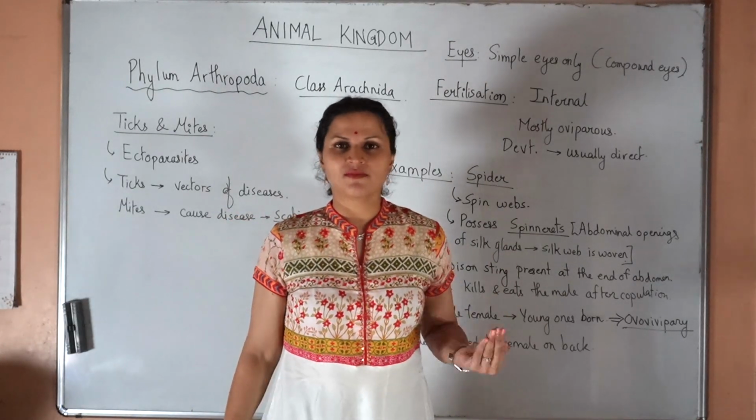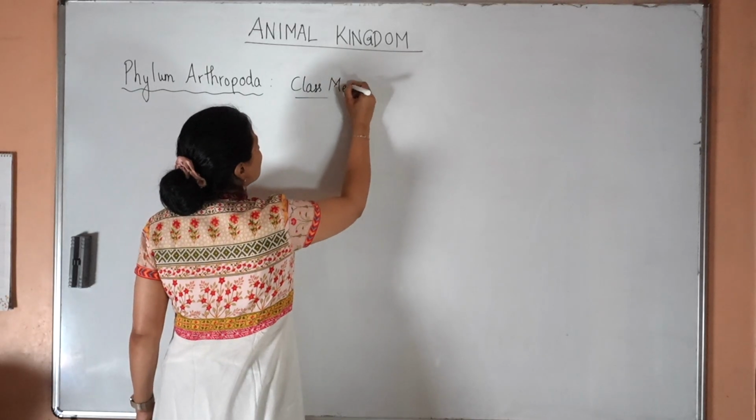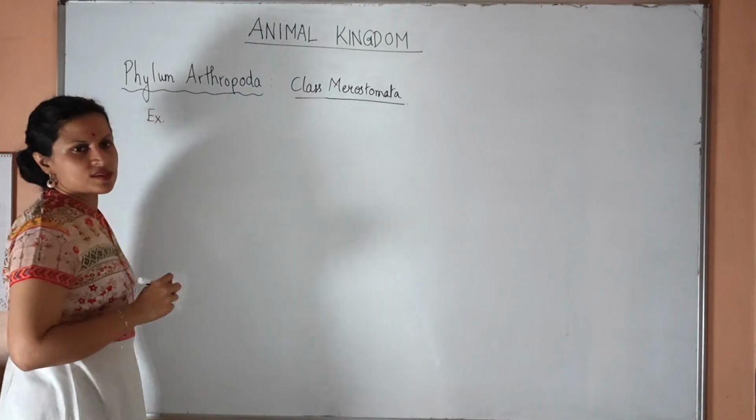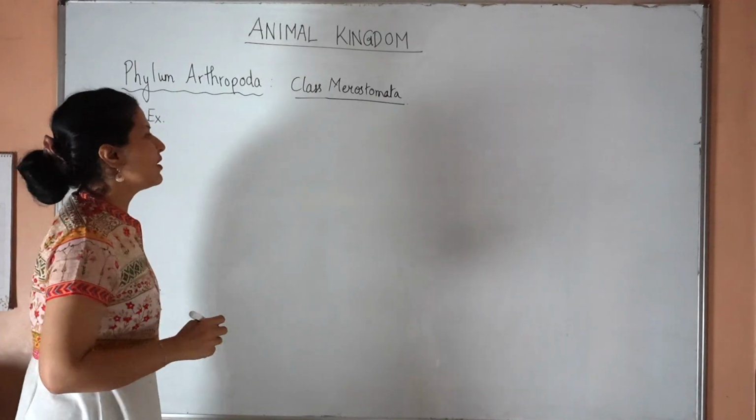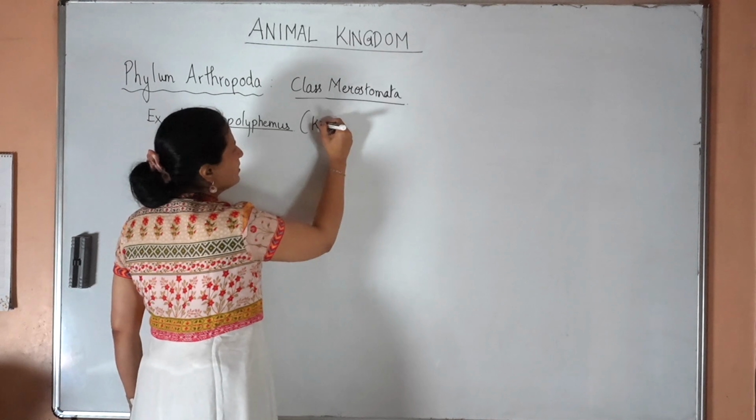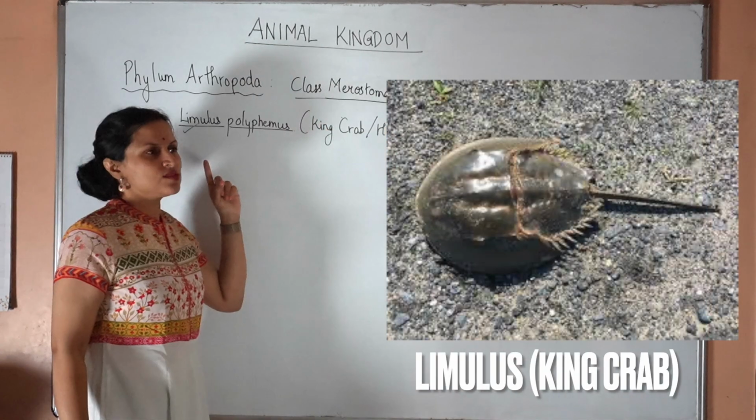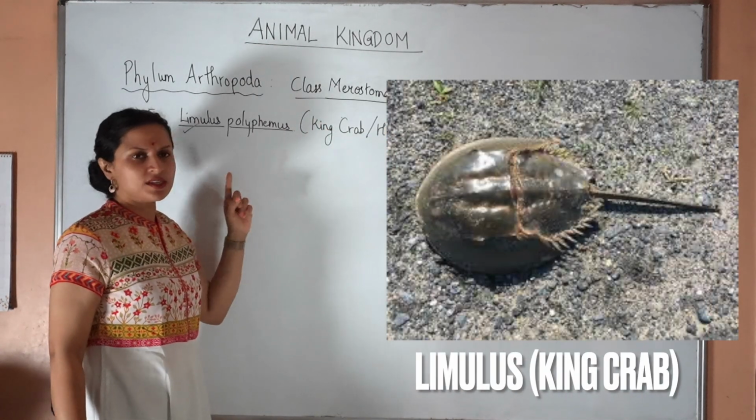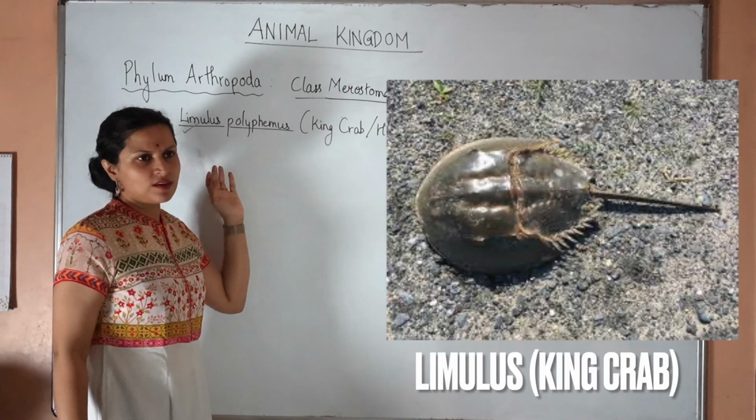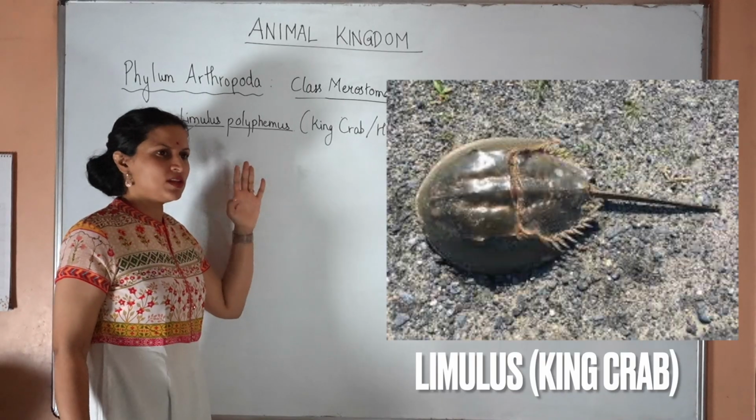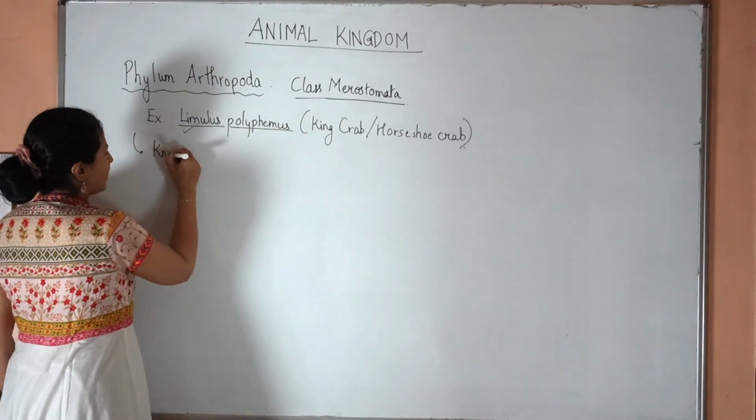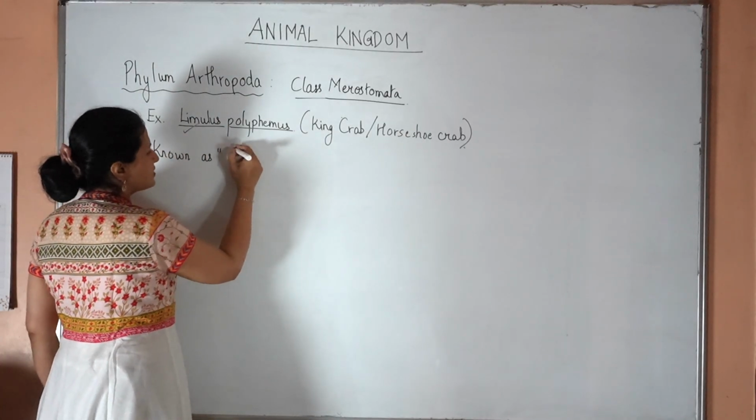Now we move on to class Merostomata. Next we talk about class Merostomata. The only living example of this class is this organism called Limulus polyphemus, also called the king crab or horseshoe crab. This is the only living species of this particular class, class Merostomata. All the other species, buddies of this king crab, became fossilized. This is the only living species. Hence, this species is very popularly known as the living fossil.